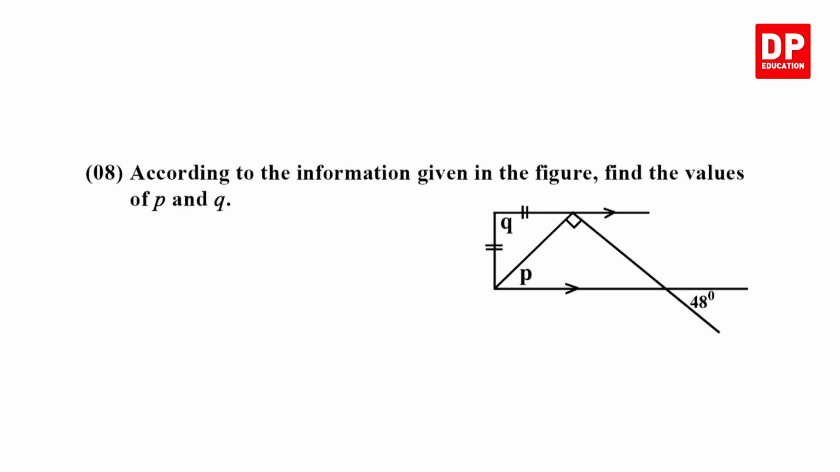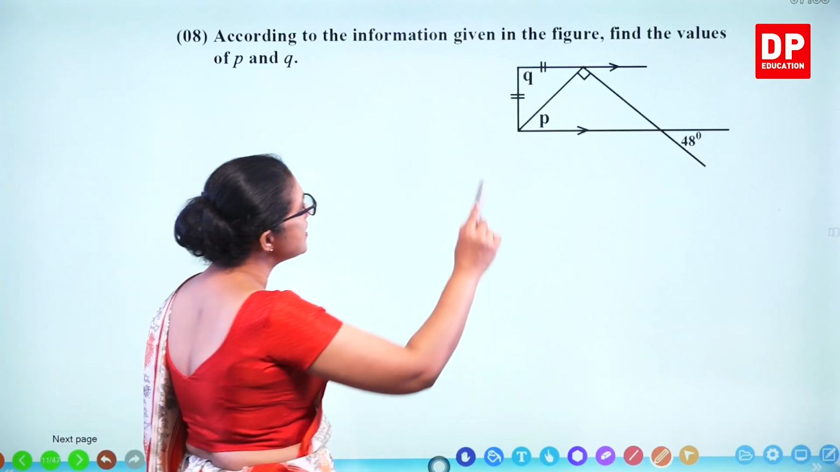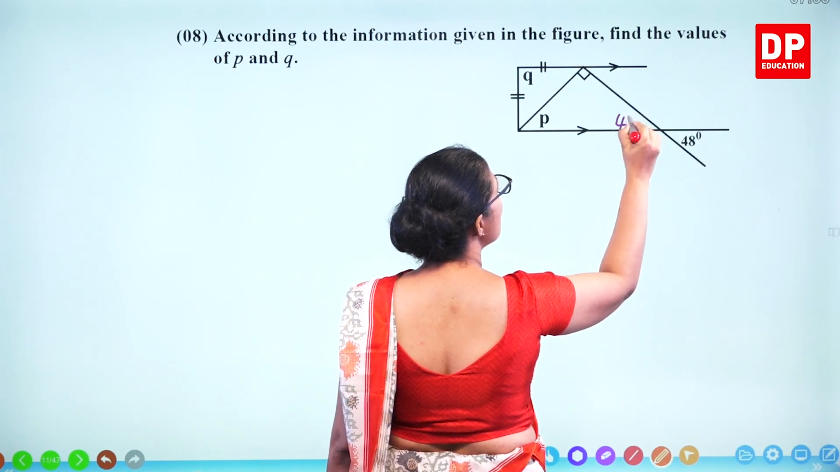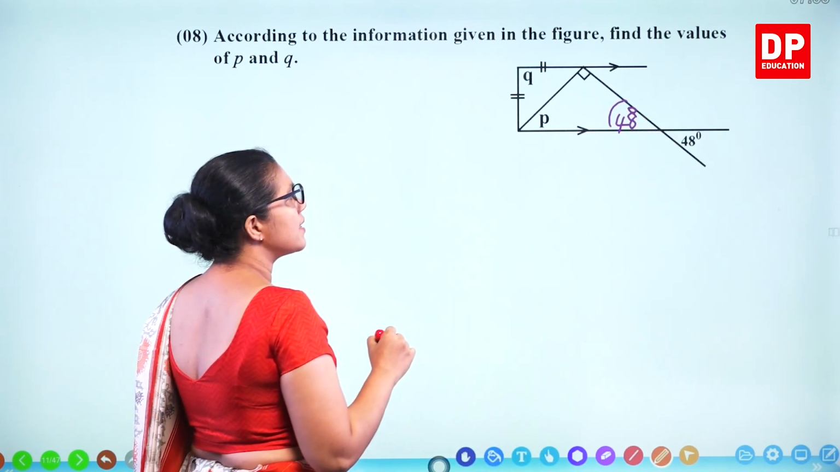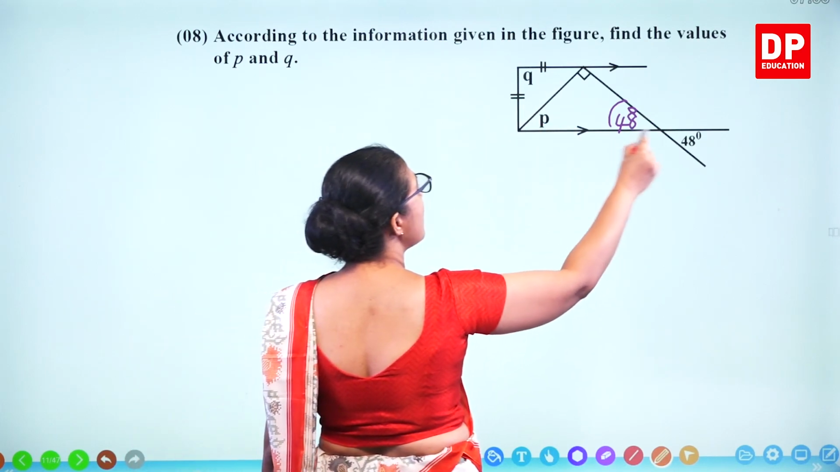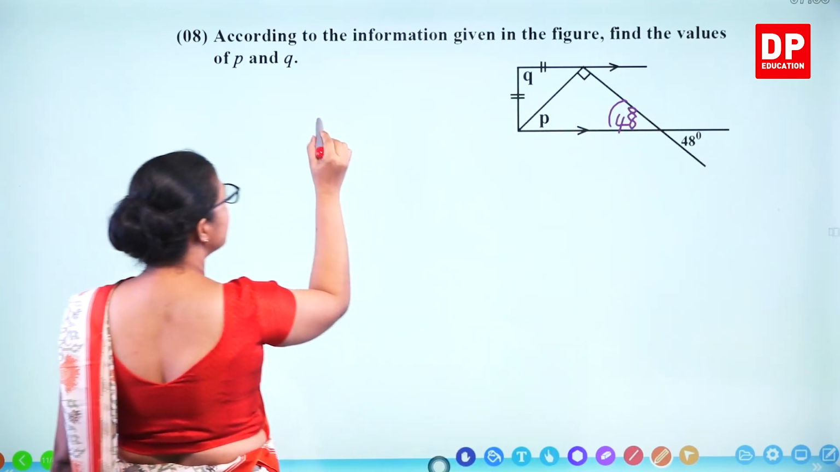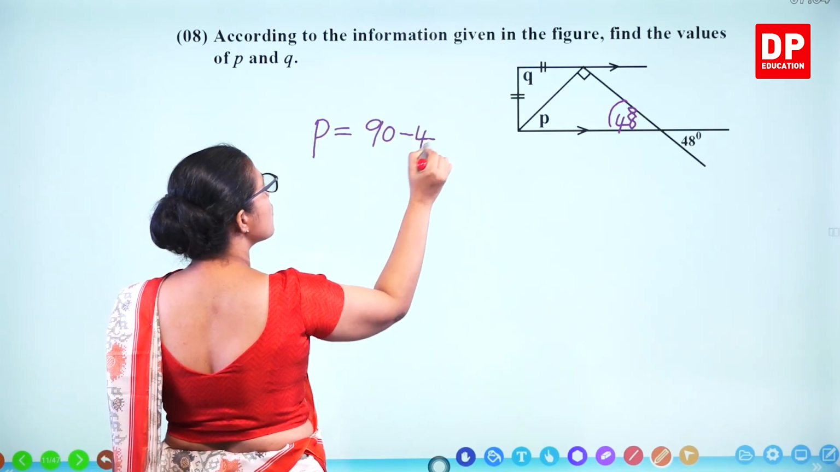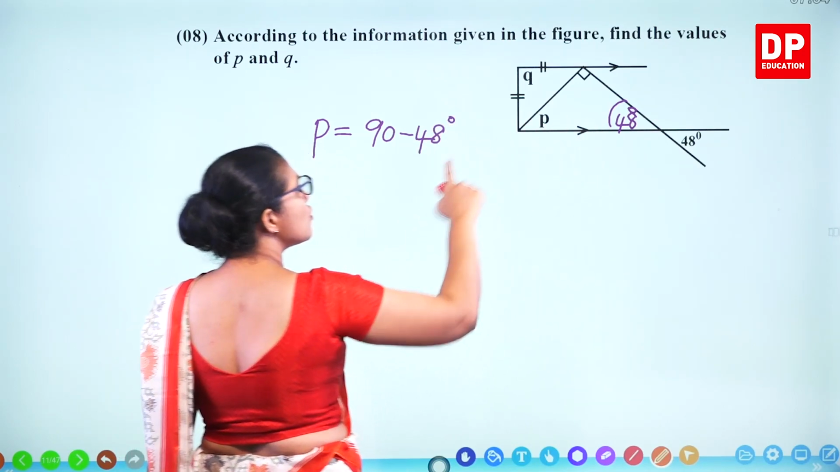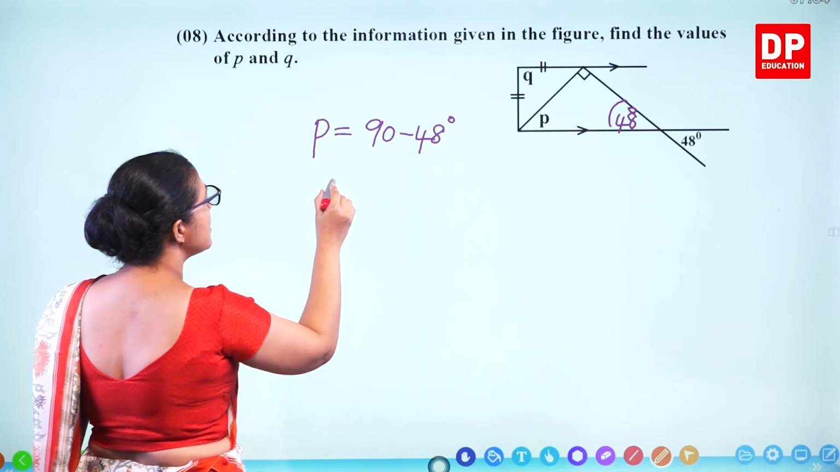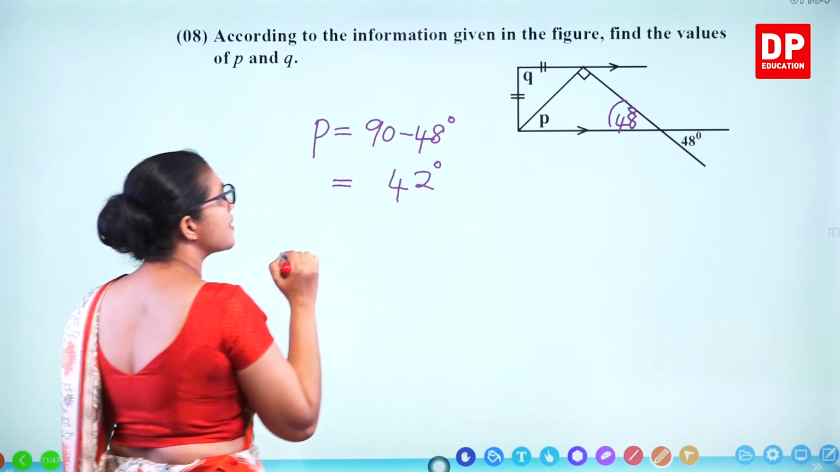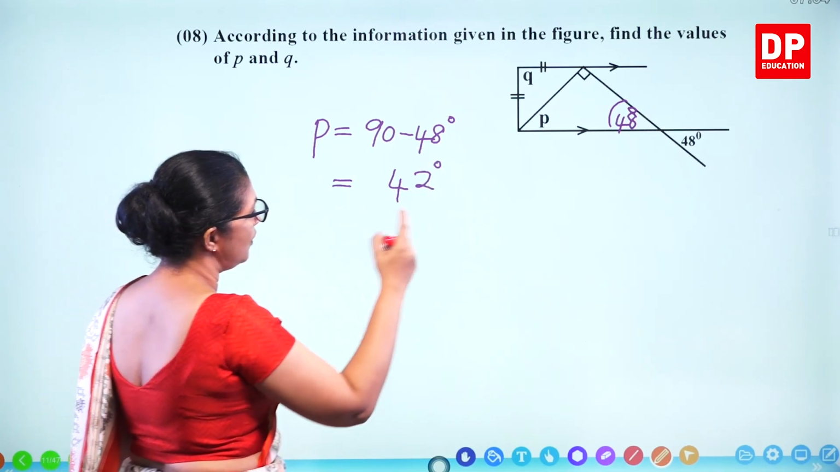Question number 8. According to the information given in the figure, find the values of P and Q. The two lines are parallel and these two angles are equal. If this is 48, this is 48. Opposite angles. Then look at this triangle. This is 90. So what's P angle? P is 90 minus 48 because already 90 there. So these should be 90. 90 minus 48, you get P value. 42 degrees.